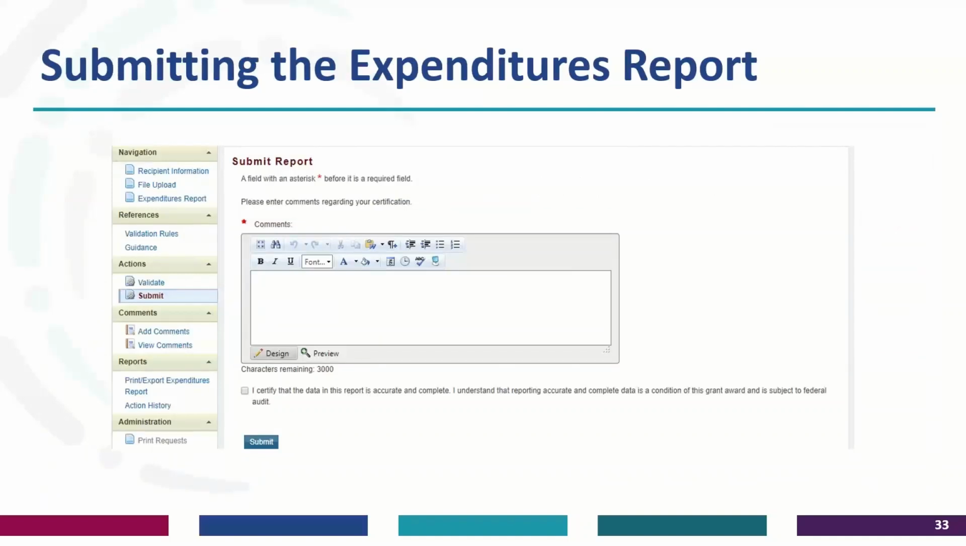So once you have completed all the required sections, you can move forward with submitting your report by selecting the Submit option in the navigation panel. Selecting Submit will bring you to the submission screen where you will be required to enter a comment regarding your submission. Once all comments have been entered, select the box stating that the data in the report are accurate and complete. After that, click the Submit link to submit your report, and your submission has been sent to your project officer for review.